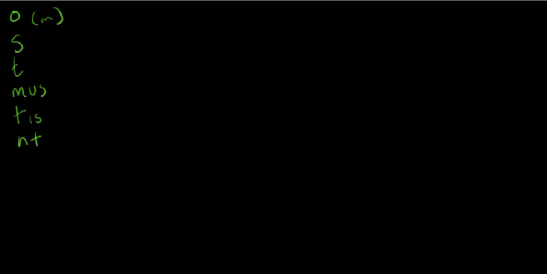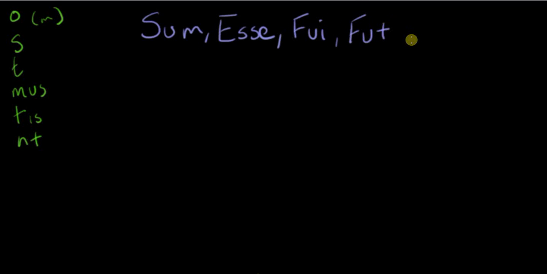Hello, it's Helen again, and today I am going to be talking to you about an irregular verb, and it's probably the most important irregular verb in any language, to be honest, not just Latin, and it's the verb sum or esse, meaning to be or I am.